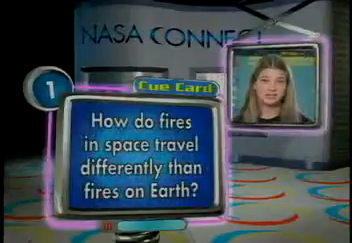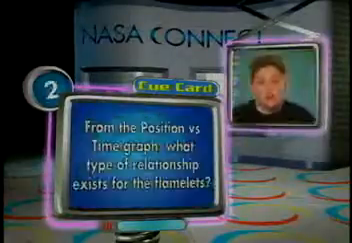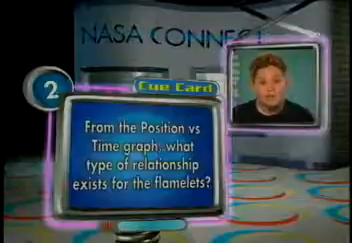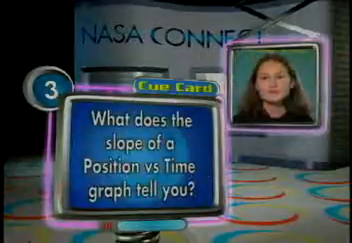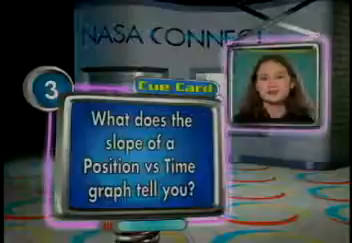How do fires in space travel differently from fires on Earth? From the position versus time graph, what type of relationship exists from the flamelets? What does the slope of a position versus time graph tell you?